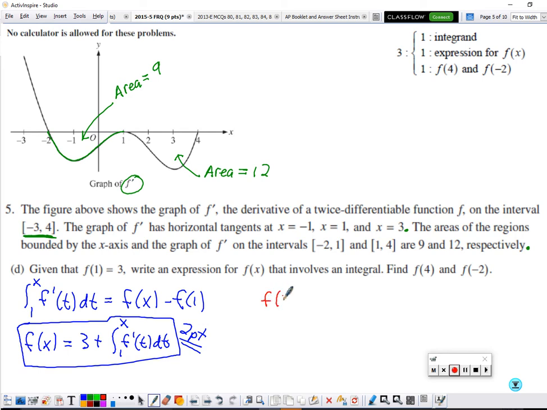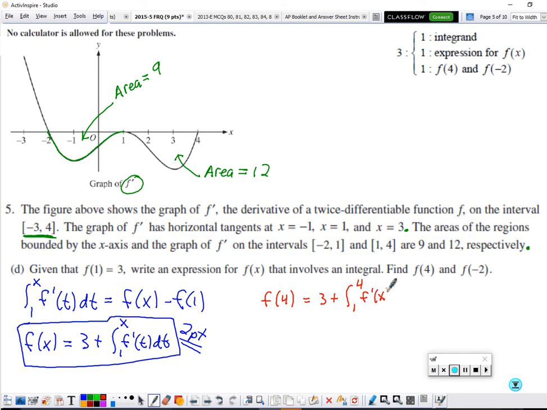This also reflects back on your question, Lauren. I'm going to plug in f of 4, right? I don't want to put a 4 here. That's why the variables are different. So I write f of 4 equals 3 plus the integral from 1 to 4 of f prime.